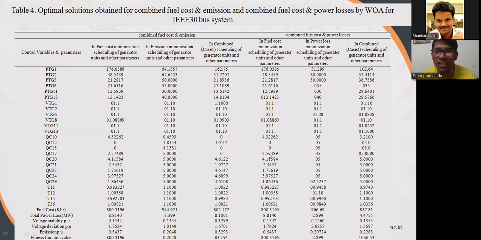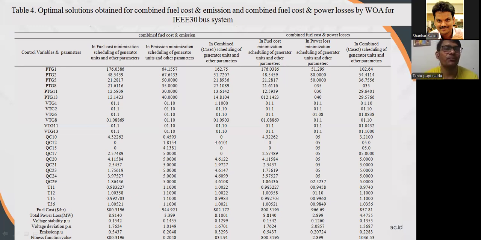Similarly, next is combined fuel cost along with power losses. Here fuel cost is the main objective, so it is 800.3196, and in the second case, power loss is the main objective. Here the power loss is 2.899. By combining these in the multi-objective case, fuel cost is 857.81, and power loss is 4.4755.